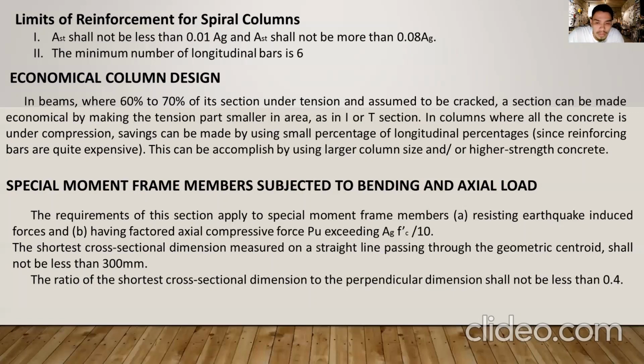Special moment frame members subjected to bending and axial load shall satisfy the requirements for a special moment frame member. The requirements apply when the factored axial compressive force exceeds the gross concrete area times f'c over 10. The shortest cross-sectional dimension, measured on a straight line passing through the geometric centroid, shall not be less than 300 mm. The ratio of the shortest cross-sectional dimension to the perpendicular dimension shall not be less than 0.4.